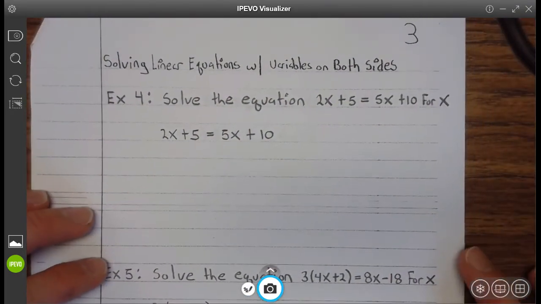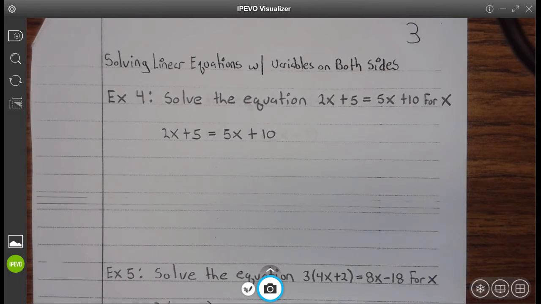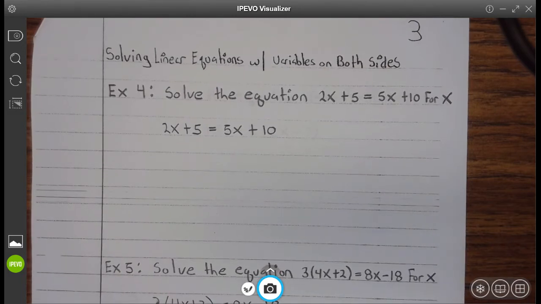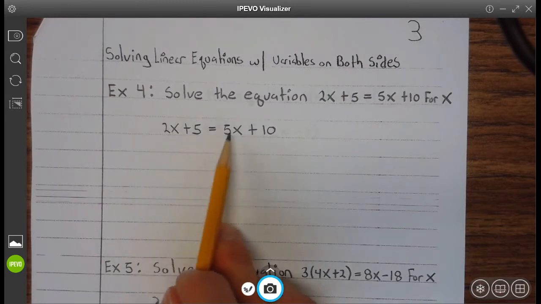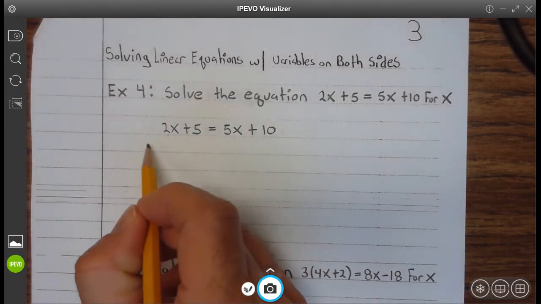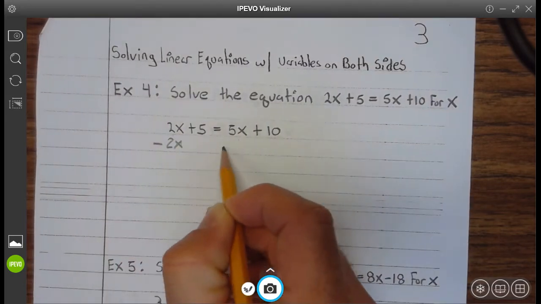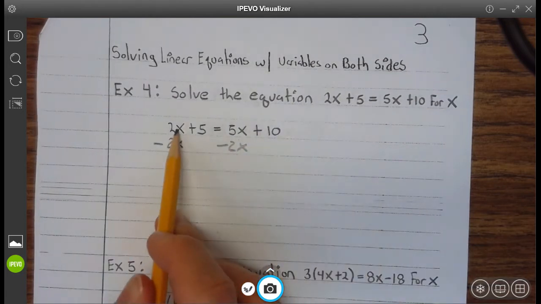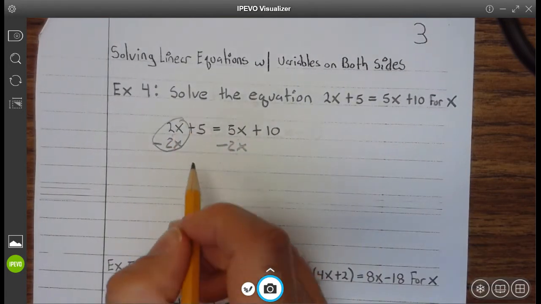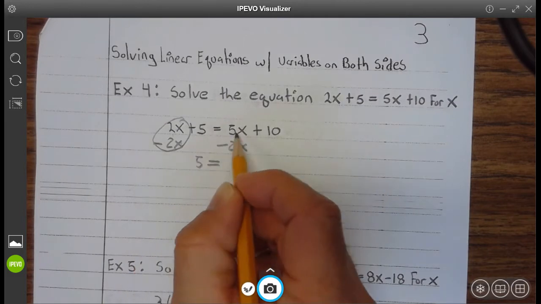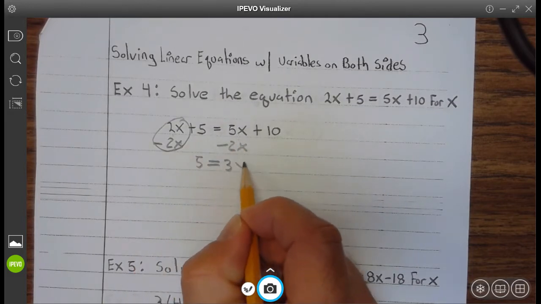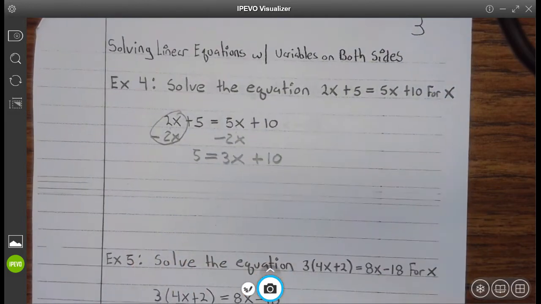All right, example 4. Solve the equation 2x plus 5 equals 5x plus 10 for x. Okay, so again, you look for the smaller x, and you're going to subtract that from both sides. We're going to subtract 2x from both sides. 2x minus 2x is 0. We have 5 equals 5x minus 2x, which is 3x plus 10.